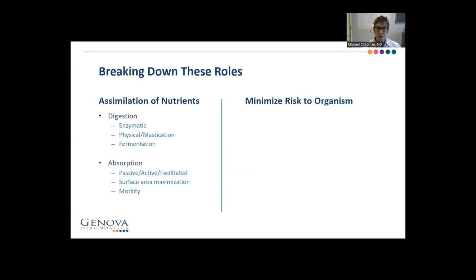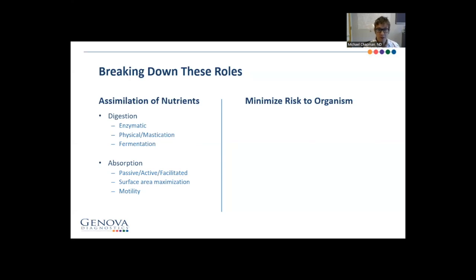So digestion and absorption are the two main methods to assimilate nutrients from our environment. And digestion, we'll get into these a little bit more, but there's enzymatic digestion, there's physical digestion, and there's fermentation. And under absorption, we have this distinction between some things are passively absorbed, meaning it doesn't require any effort for the most part, and other things are brought in actively. There's also this major important facet of surface area maximization, and we see that in a lot of inflammatory conditions this is eroded, so that tremendously impacts absorption capacity.